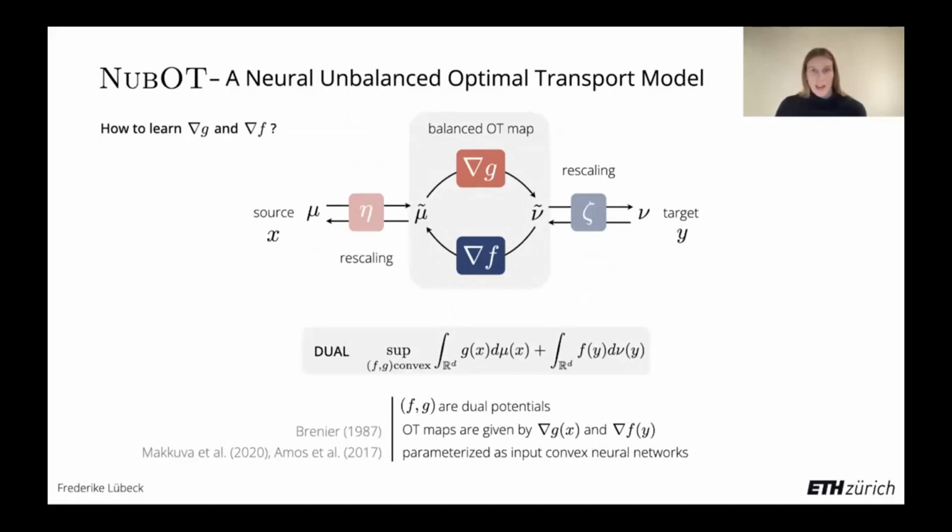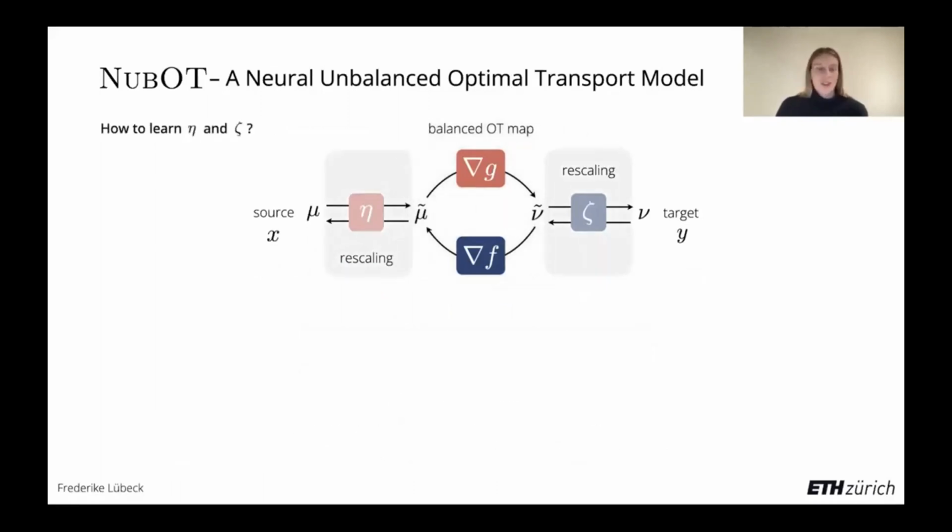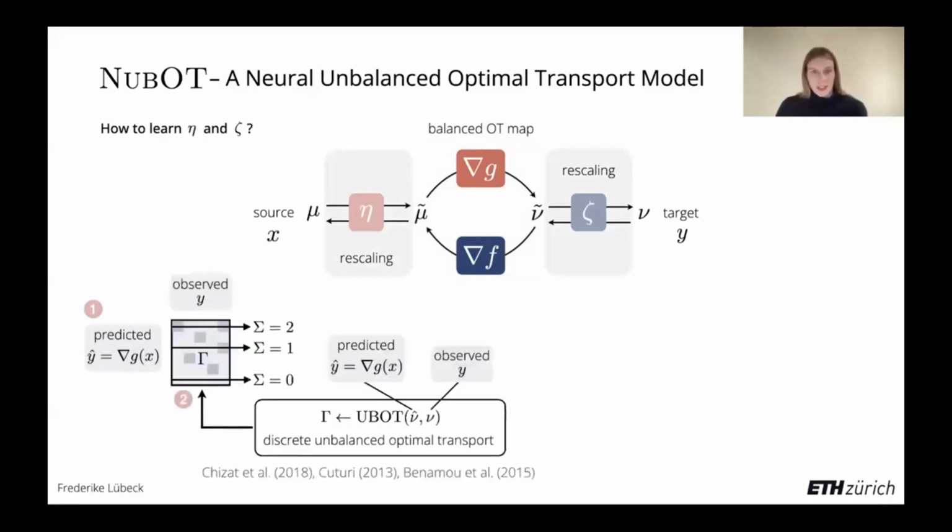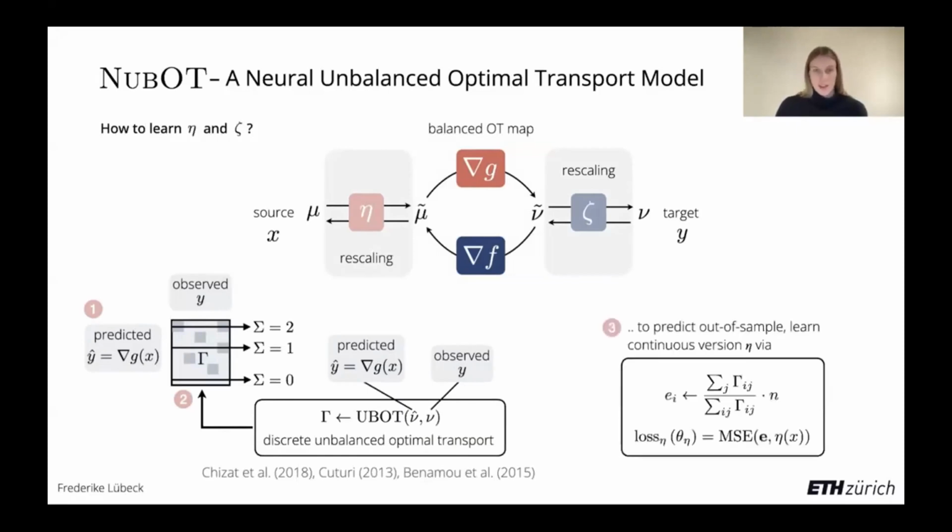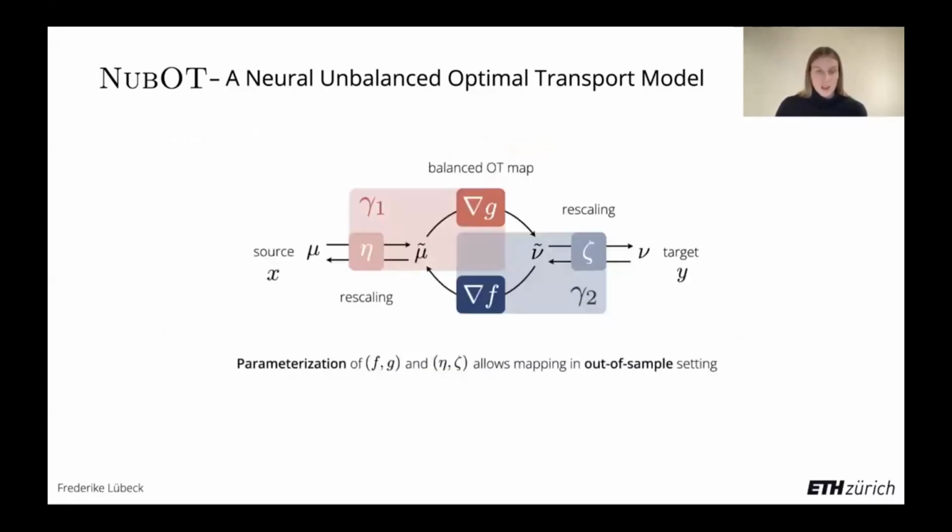The question is, however, how do we find these balanced proxy measures? For this, we use the current estimates of transport maps to transport a source sample to the target. And then we compare this predicted target to the actual target in order to estimate the change of mass of each point. For this, we use a discrete unbalanced optimal transport algorithm, the generalized Sinkhorn algorithm. Our goal is to learn parameterized rescaling functions, and therefore we fit continuous versions parameterized by neural networks to these discrete estimates. This parameterization then allows us to map in an out-of-sample setting.